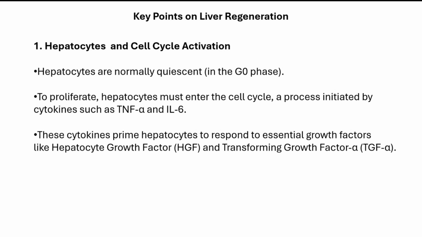Hepatocytes and cell cycle activation. Hepatocytes are normally quiescent. The mature hepatocytes do not proliferate. To proliferate, hepatocytes must enter the cell cycle, a process initiated by cytokines such as TNF alpha and IL-6. These cytokines prime hepatocytes to respond to essential growth factors like hepatocyte growth factor and transforming growth factor alpha.